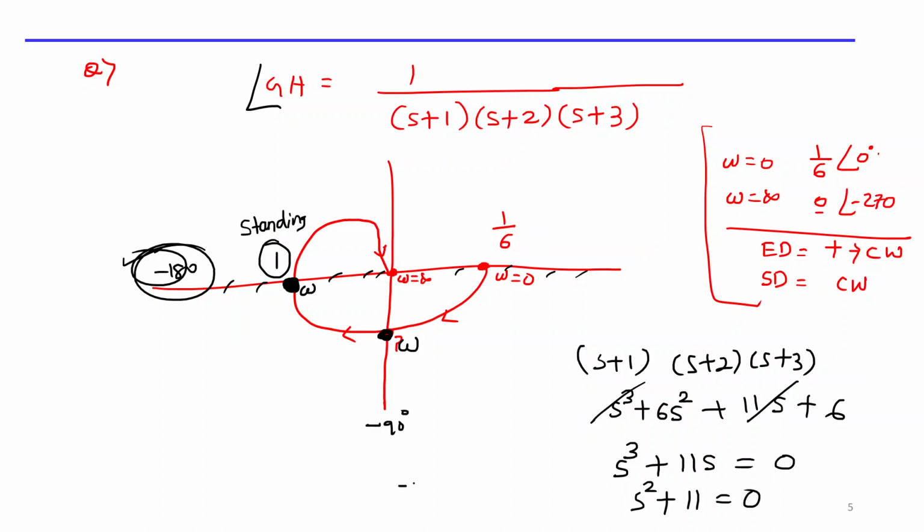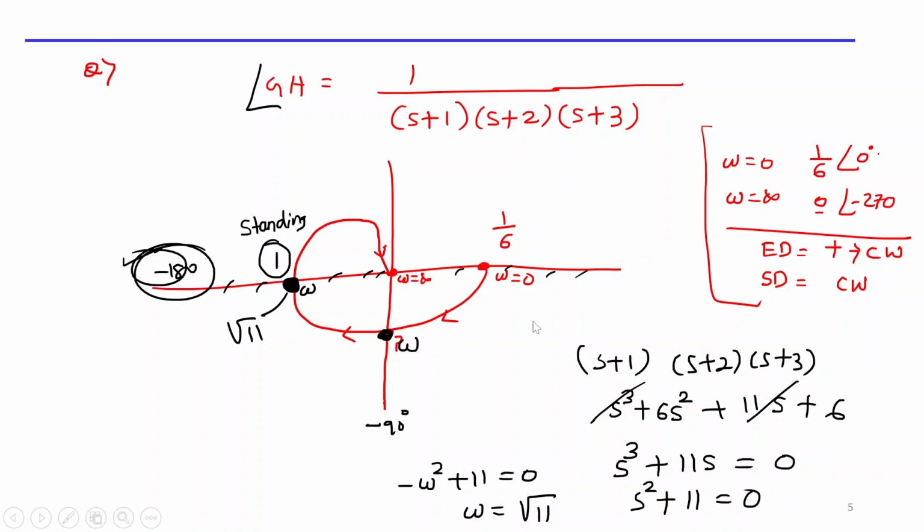So s square is minus omega square, plus 11 equal to 0. It means omega equal to root 11. So at this point, your omega value is root 11. This is the answer. Do you understand or not? These are the concepts you are applying from the RH criterion. Right, sir?